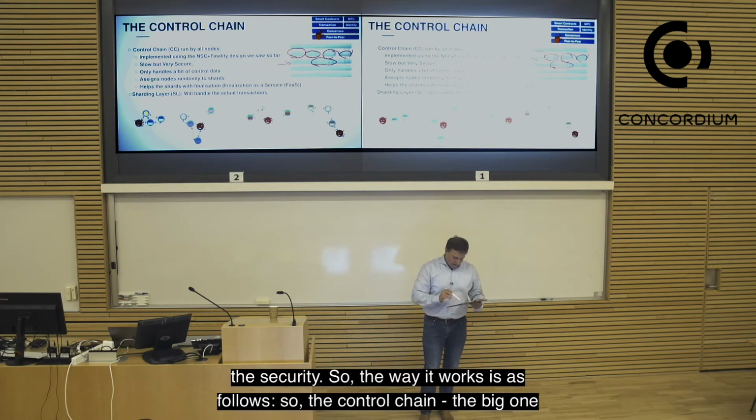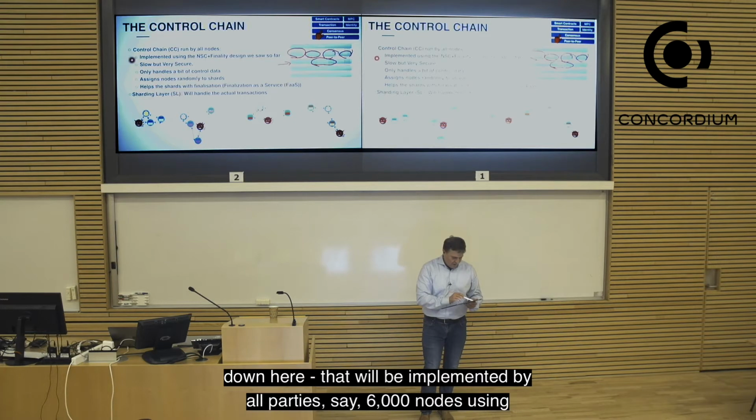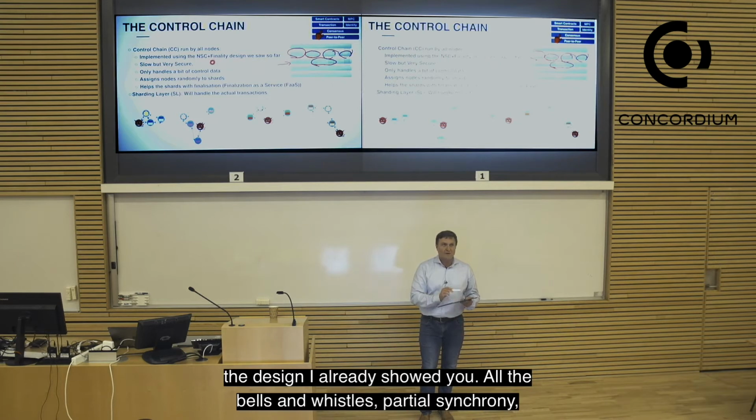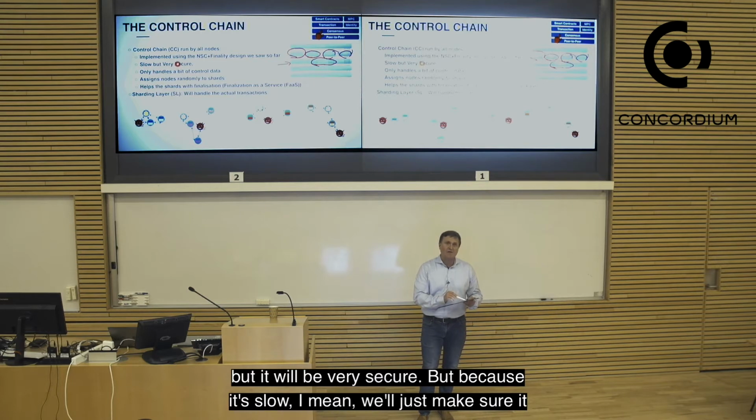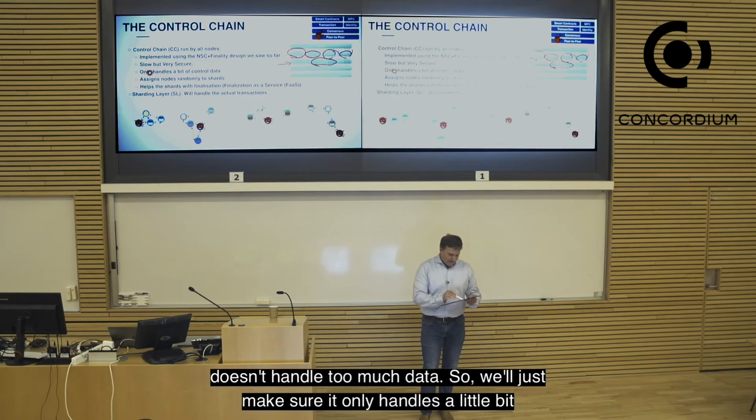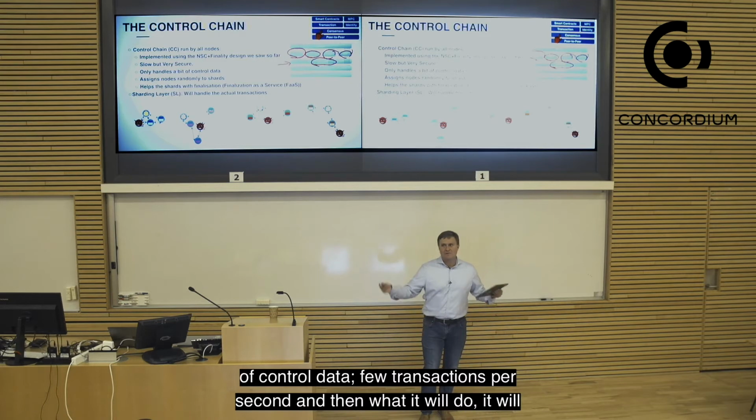The control chain, the big one down here, will be implemented by all parties, say 6,000 nodes, using the design I already showed you. All the bells and whistles, partial synchrony, finality. So this will be extremely secure. It will be slow, but it will be very secure. But because it's slow, we'll just make sure it doesn't handle too much data. So we make sure it only handles a little bit of control data, a few transactions per second.